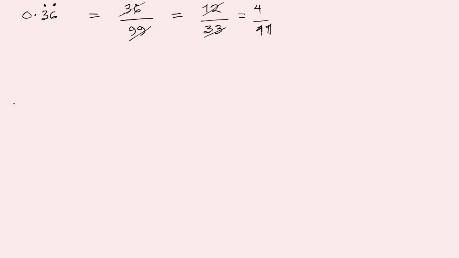If we try another example, 0.7 repeating. In this case, only one number is repeating. So we have 7, which is the repeating number, over 9. And that's your answer, because here we can't reduce any further.